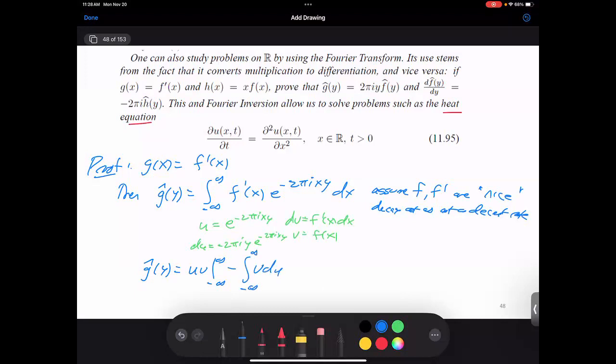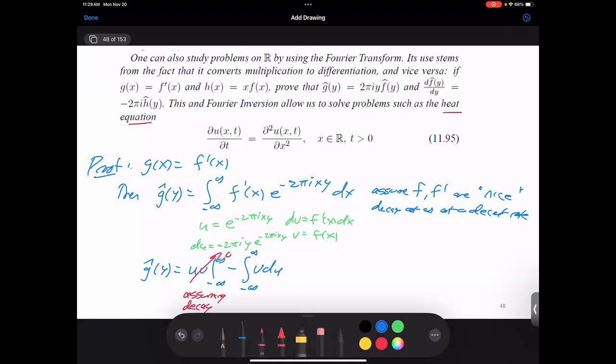Well, what's true when we evaluate at minus infinity and infinity? More than just something nice. Yeah, it's 0 because of the decay. So we're assuming decay.